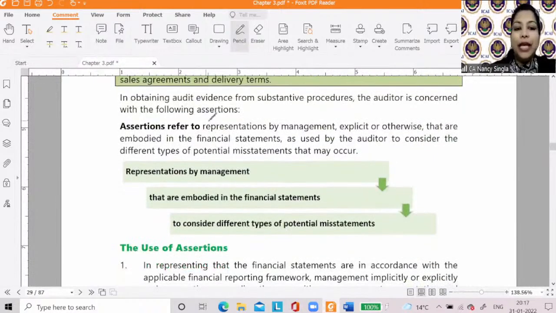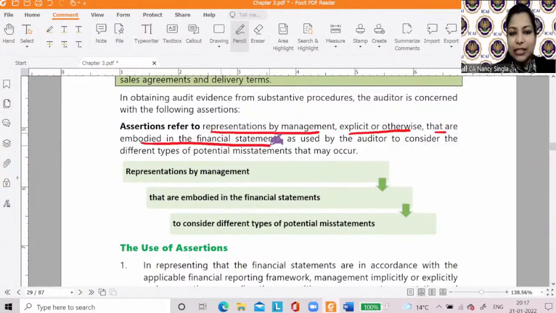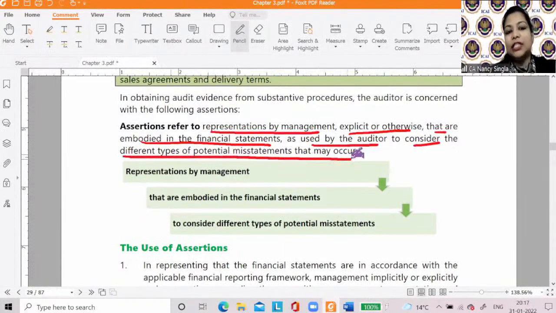Assertions: representations by management, explicit or otherwise, that are embodied in the financial statements, as used by the auditor to consider the different types of potential misstatement that may occur. I have divided this definition into 2 parts. The first part is the relationship of assertion and management, and then assertion and auditor. So it says that assertions are represented by management.